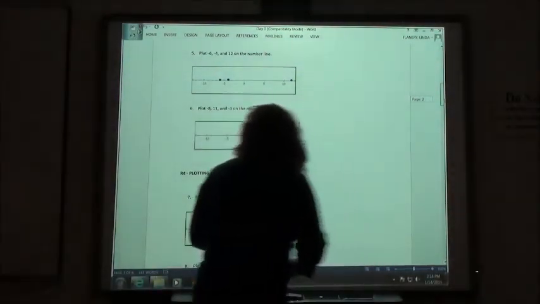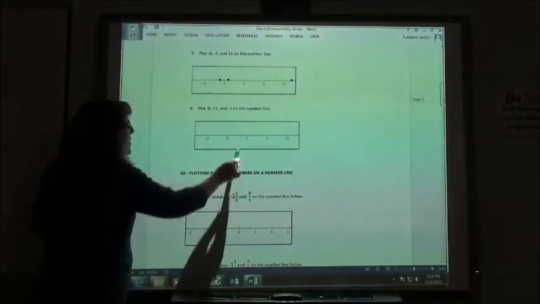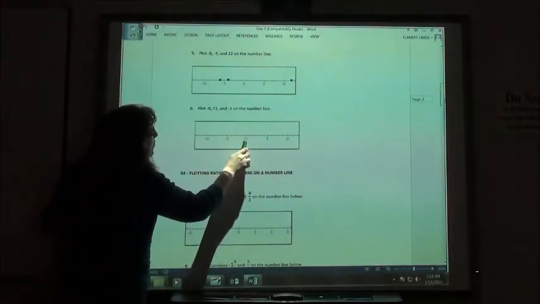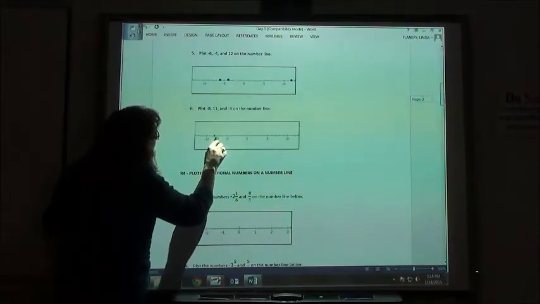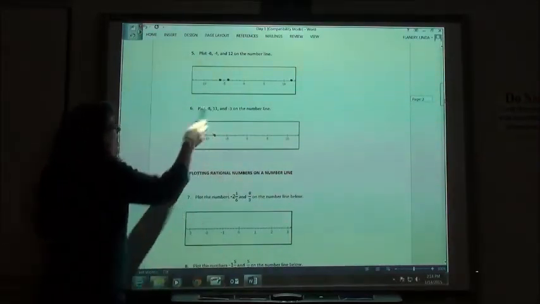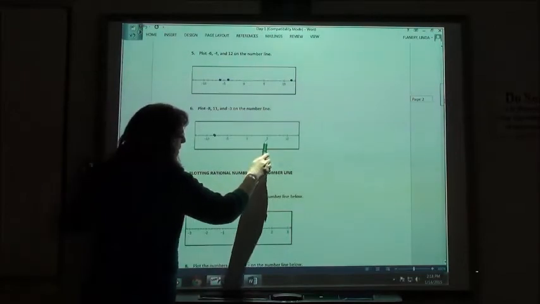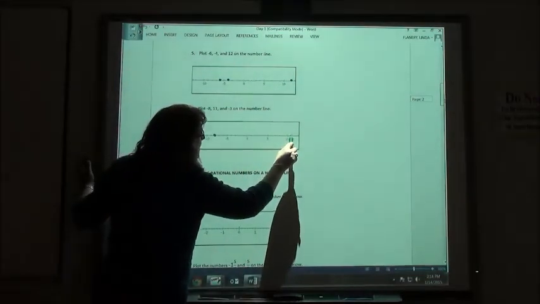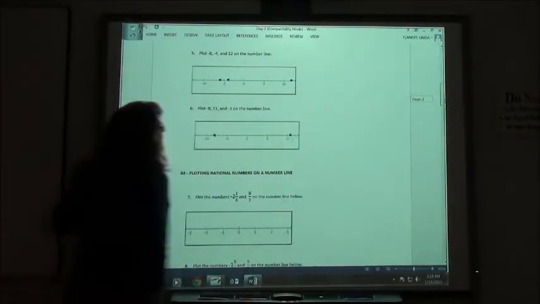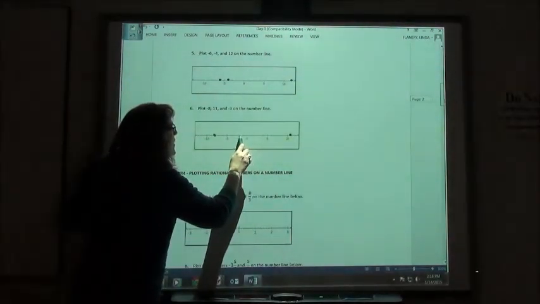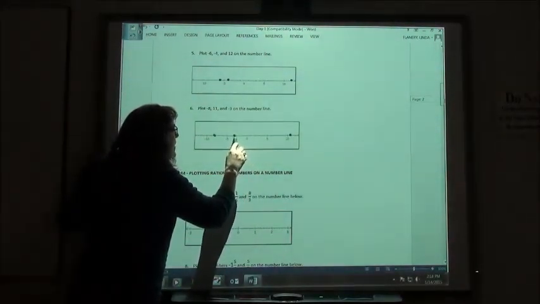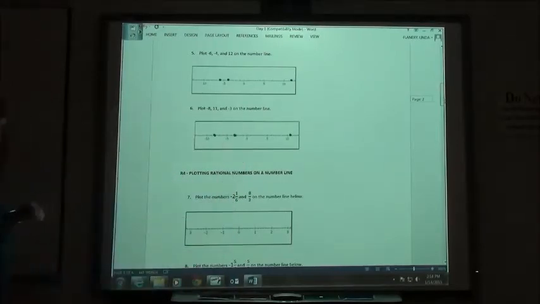Plotting -8 on my number line. Again, -8, I would go to -5, then -6, -7, -8. +11. 5, 10, and one more would be 11. And then the last one, -3. So -1, -2, -3. And I have all of my integers marked on my number line.